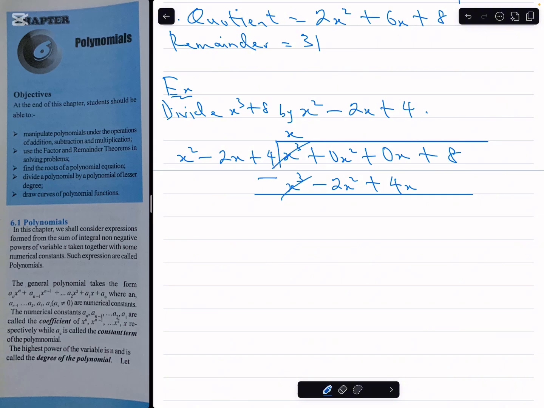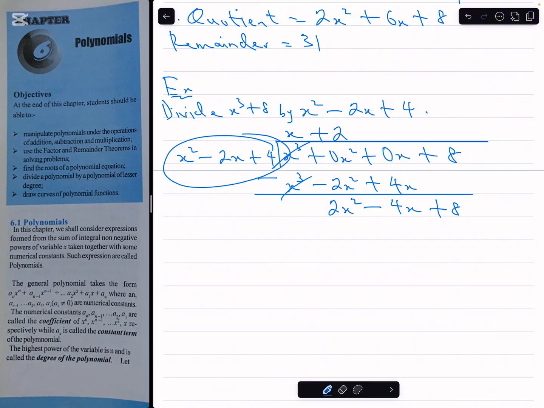What do we have when we subtract? x cubed minus x cubed is 0. 0x squared minus minus 2x squared, that's 0x squared plus 2x squared, which is 2x squared. 0x minus 4x, that's minus 4x. And now we bring down the next term, which is 8. And then we go again, 2x squared, rather, divided by x squared, that's 2.